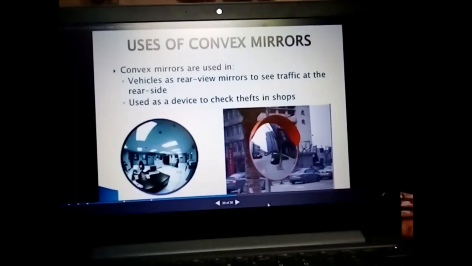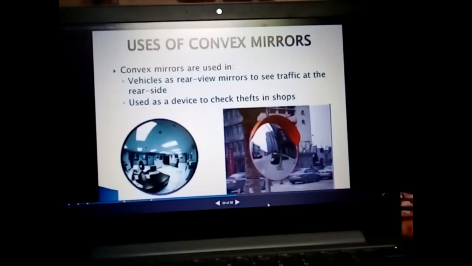Convex mirror is basically used in the vehicle as a rear view mirror or side view mirror to see the traffic at the rear side. Like we have seen in our bikes or cars, there are these side view mirrors in order to see the back traffic while we are going on the highway. So it is used as a rear view mirror.